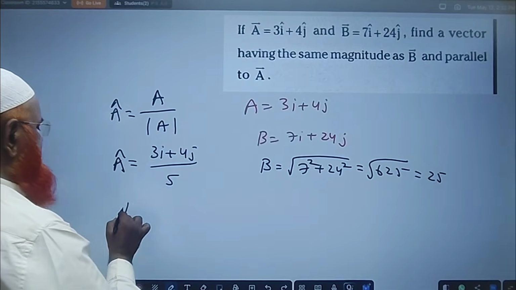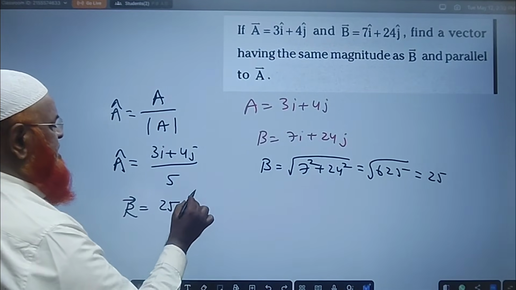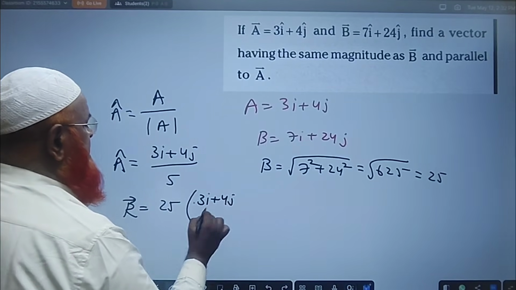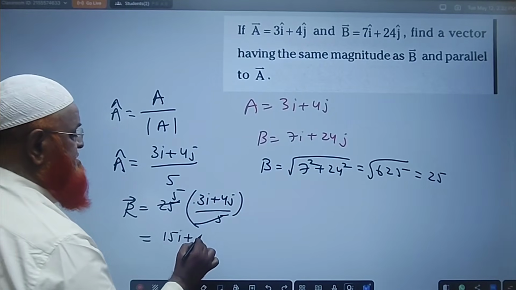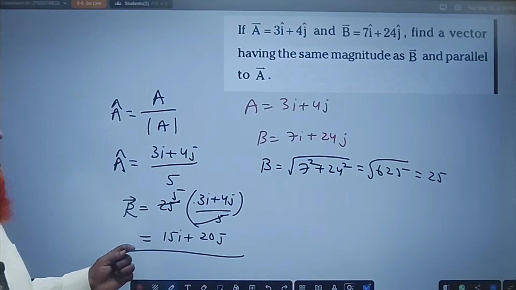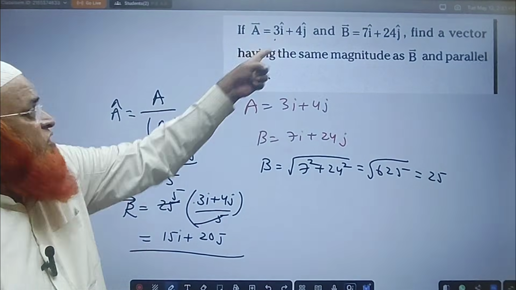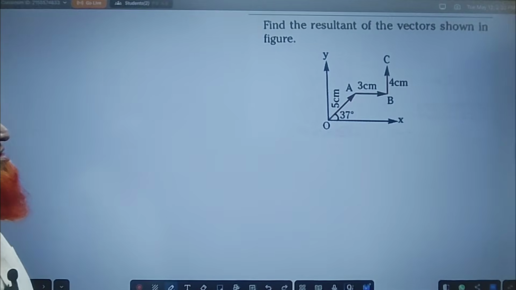So what is the resultant vector? What will you get? 25 into 3i plus 4j divided by 5. So 5 times, 5 3s are 15, plus 4j times 5, 20, is your answer, isn't it? Parallel means what? Multiply the components by the same number, 3 5s are 15, 4 5s are 20. Your answer is correct. That means it is parallel.